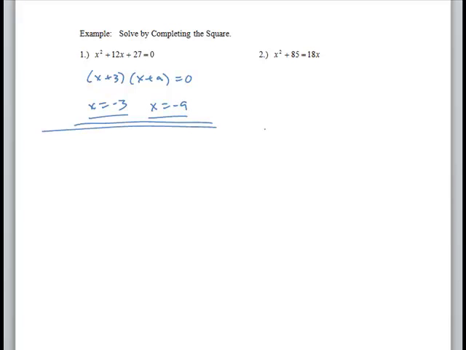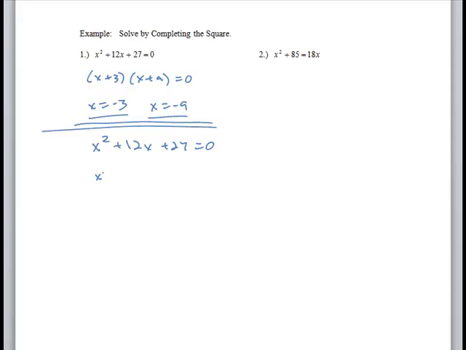But just for practice and to show you that it always works, we're going to solve by completing the square. So going back to the original equation, a quadratic equation in standard form where a is equal to 1, b is equal to 12, c is equal to 27. So take a quick check, make sure a is equal to 1. We just said that it is.